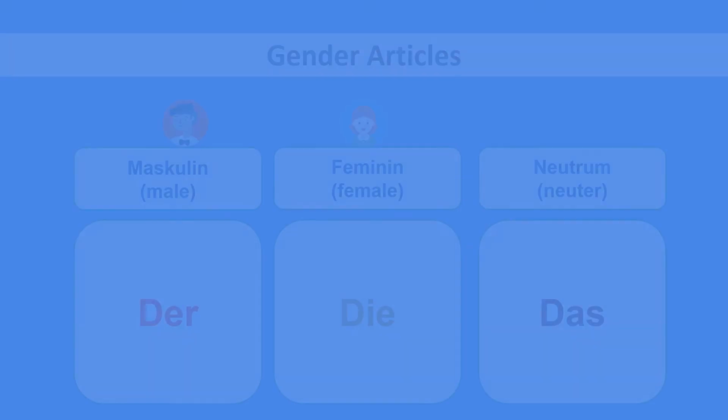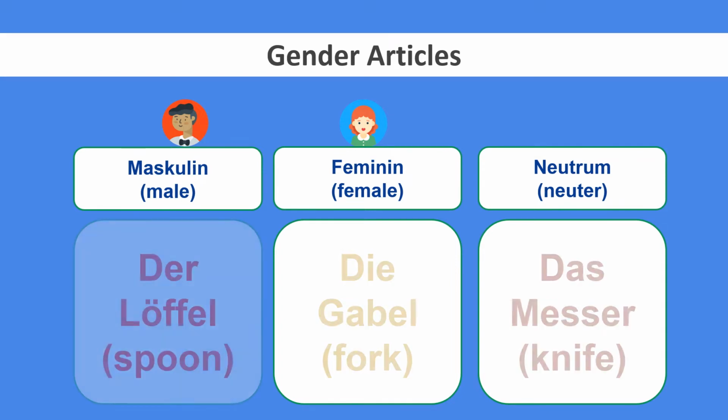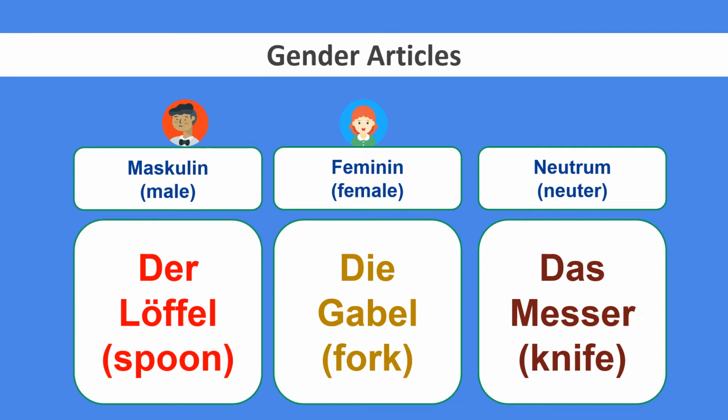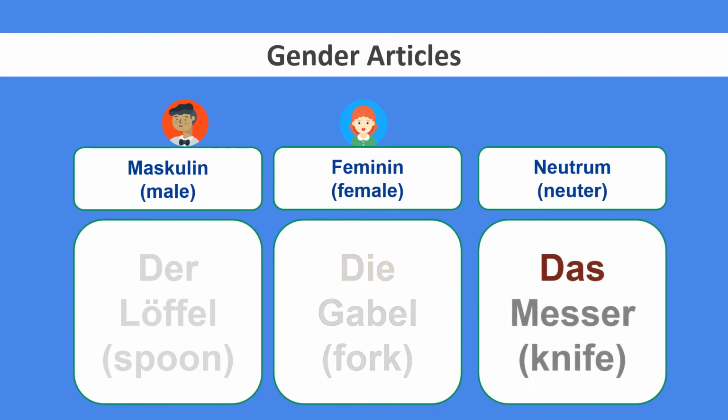Articles. All nouns have been assigned gender and an article. We use der, die, das to denote the gender of the noun. As we see in the example here, even tableware has a different gender. Spoon is male. Fork is female. Knife is neuter. We use der Löffel, die Gabel, das Messer.